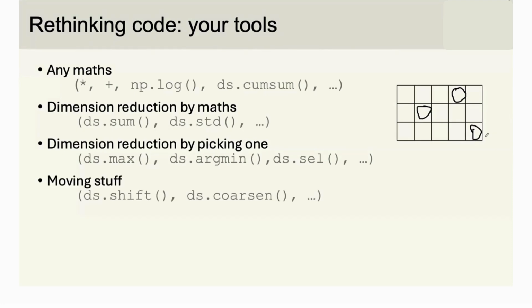You can move stuff around. So shift moves the entire block sideways a certain amount, or coarsen breaks things into smaller pieces that you can then average or take minimums or maximums on.